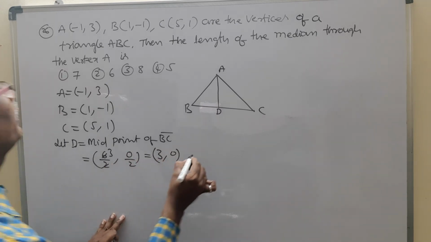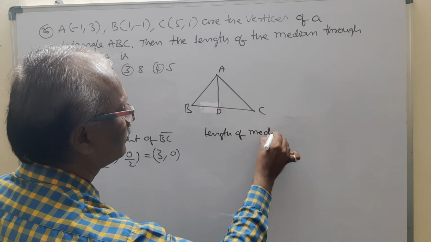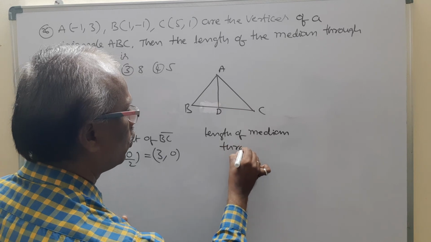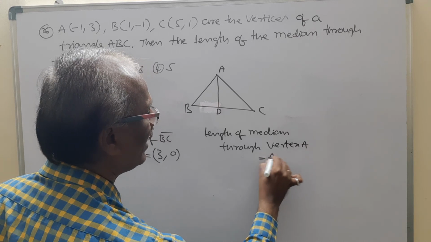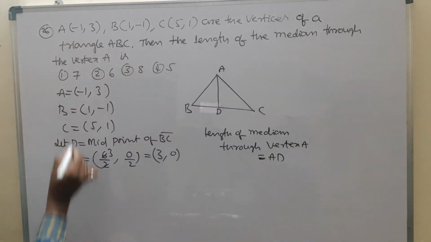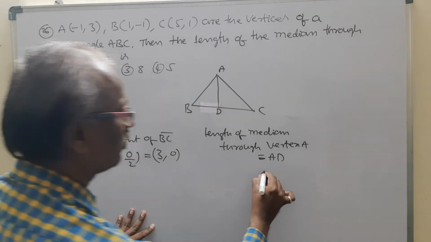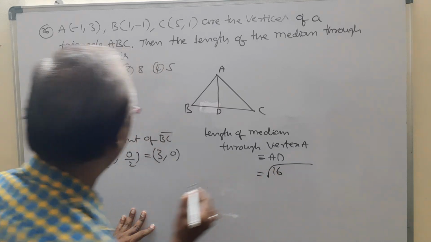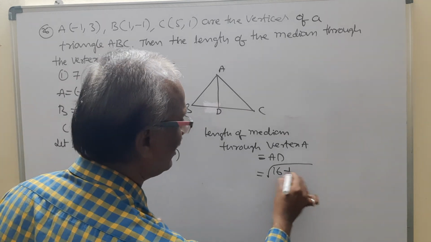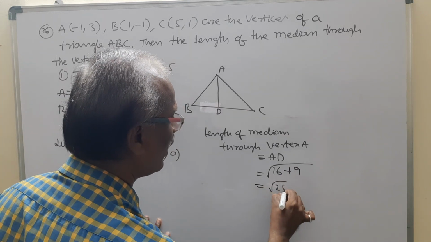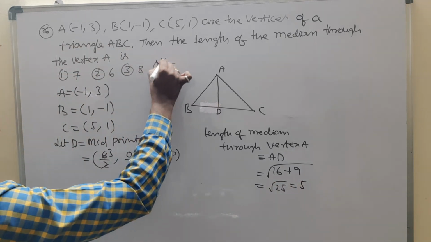Here, to find the length of the median through vertex A, the length of the median through vertex A is equal to the length of AD. -1 minus 3 is -4, -4 whole square 16. 3 minus 0 is 3, 3 squared 9. 16 plus 9 is root 25. Root 25 value equal to 5. Then the correct answer is the fourth option, 5.